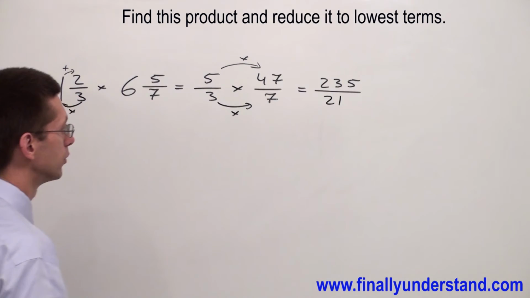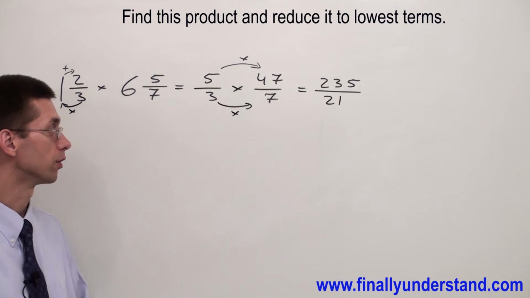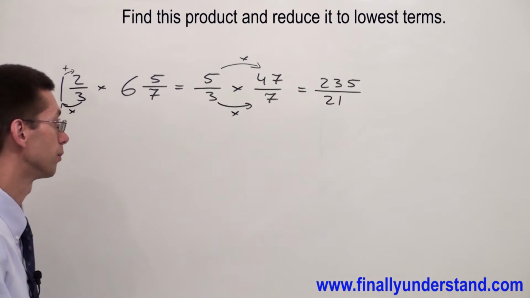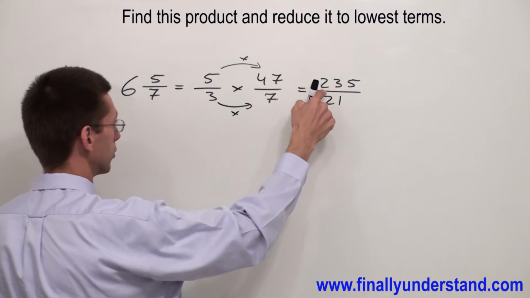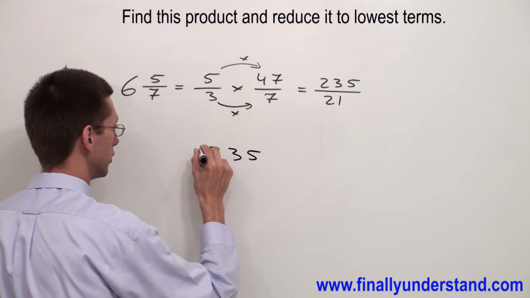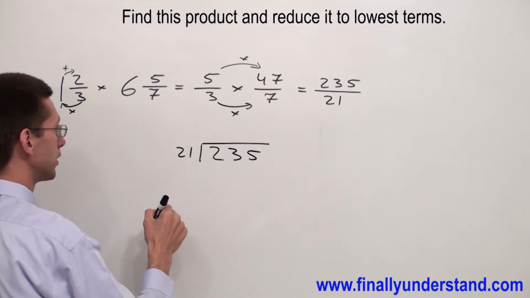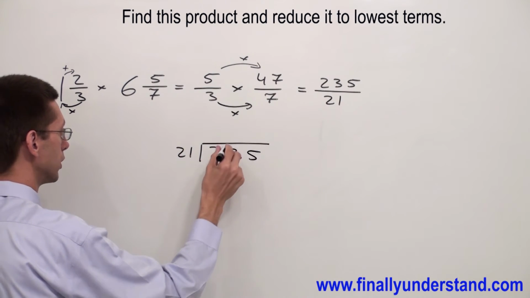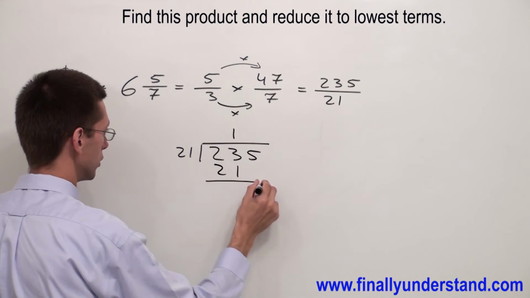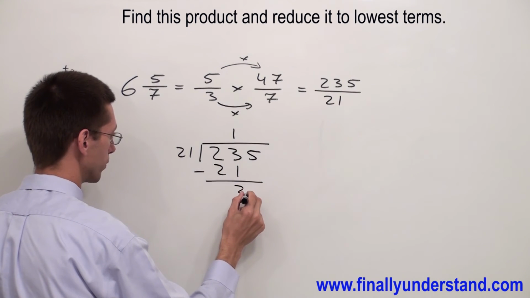Okay? Now this is an example of an improper fraction. Most of the time we have to convert an improper fraction to a mixed number by dividing the numerator by the denominator. So I have 235 divided by 21. The question is, how many times 21 goes into 23? Once. 1 times 21 is 21. Subtract, 23 minus 21 is 2.